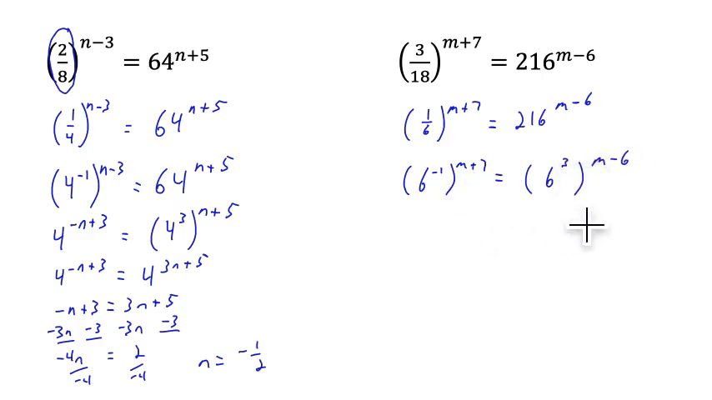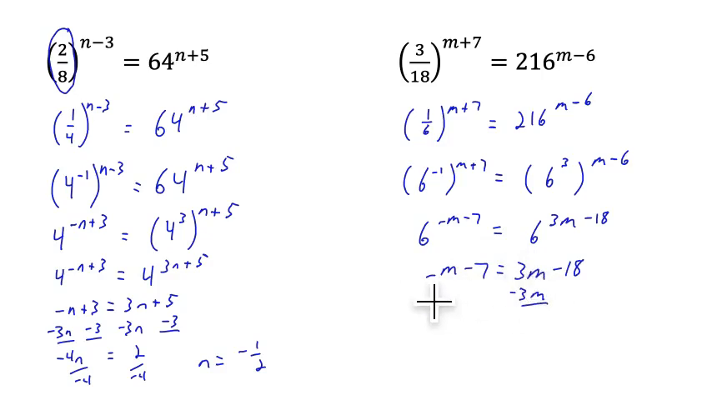Let's go ahead and use our exponent properties to simplify these exponents. We're raising a power to a power, we multiply the exponents. Now we can set the exponents equal to each other now that we have equal bases. Use our inverse operations to move the m's to the left and the constants to the right.